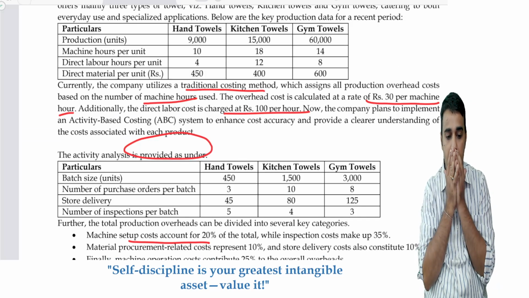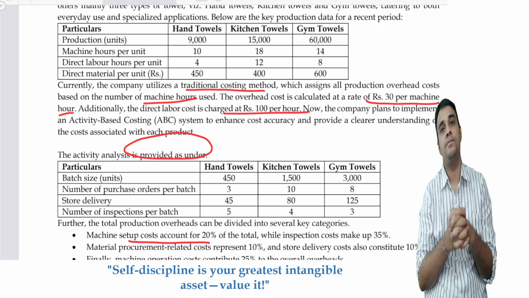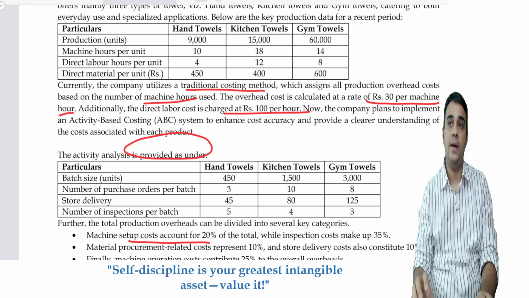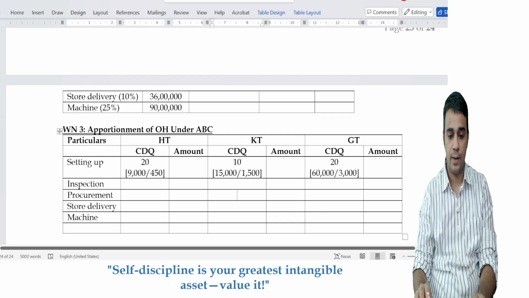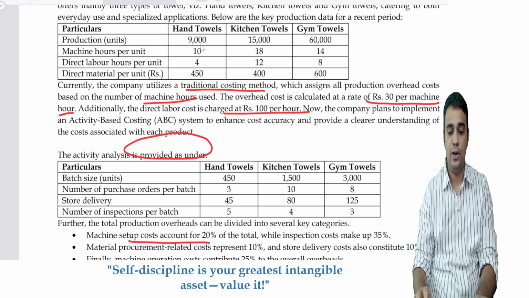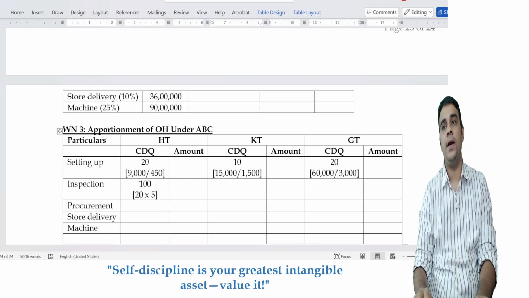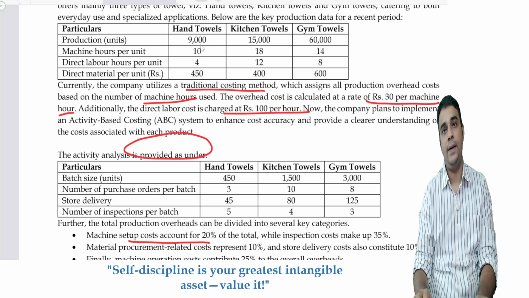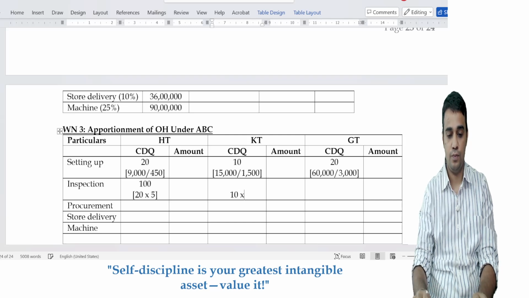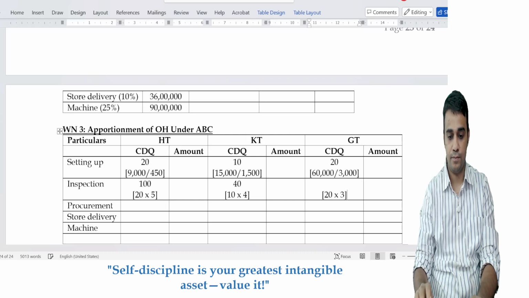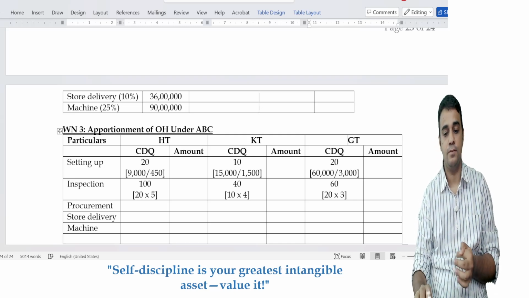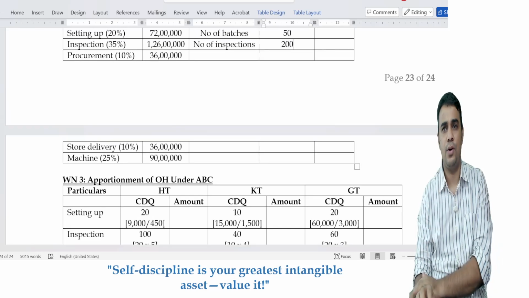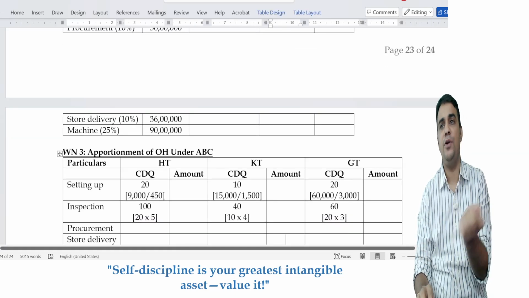Inspection, what can be the driver according to you in the question? Look at the data. Number of inspections. They have given per batch. First, write number of inspections. And come down. First product 20 batches into 5 inspections per batch, 20 into 5. 10 into 4, and 20 into 3. I don't want the other things, okay? 200. Clear? It is per batch given. If they had given per unit, I would have multiplied with units.